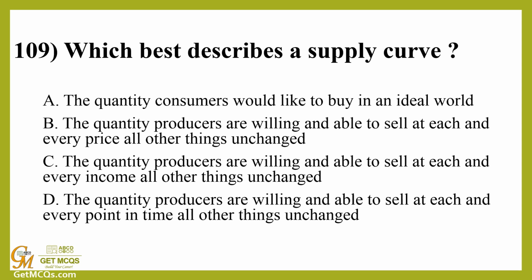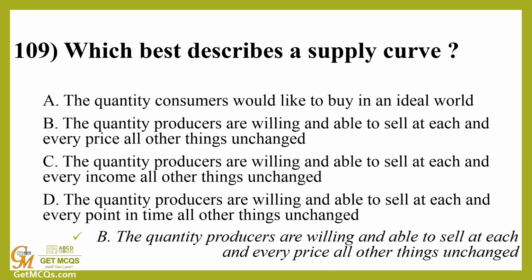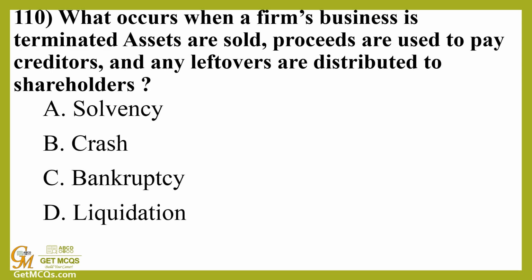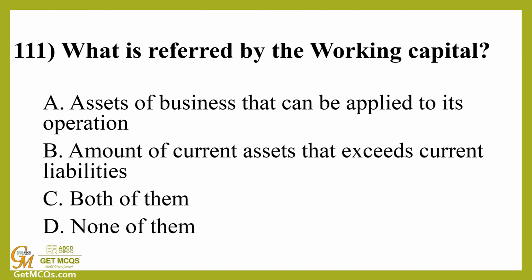109. Which best describes a supply curve? B. The quantity producers are willing and able to sell at each and every price, all other things unchanged. 110. What occurs when a firm's business is terminated? Assets are sold, proceeds are used to pay creditors, and any leftovers are distributed to shareholders. D. Liquidation. 111. What is referred to by working capital? C. Both of them.